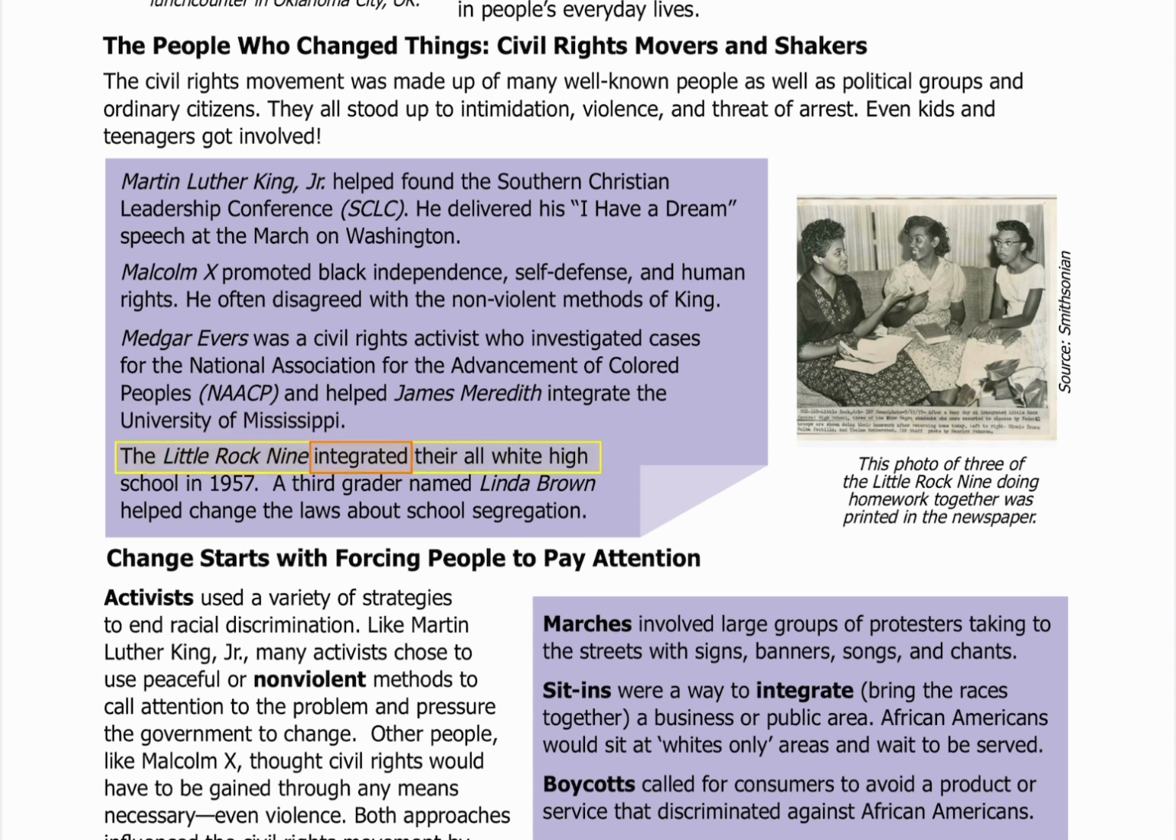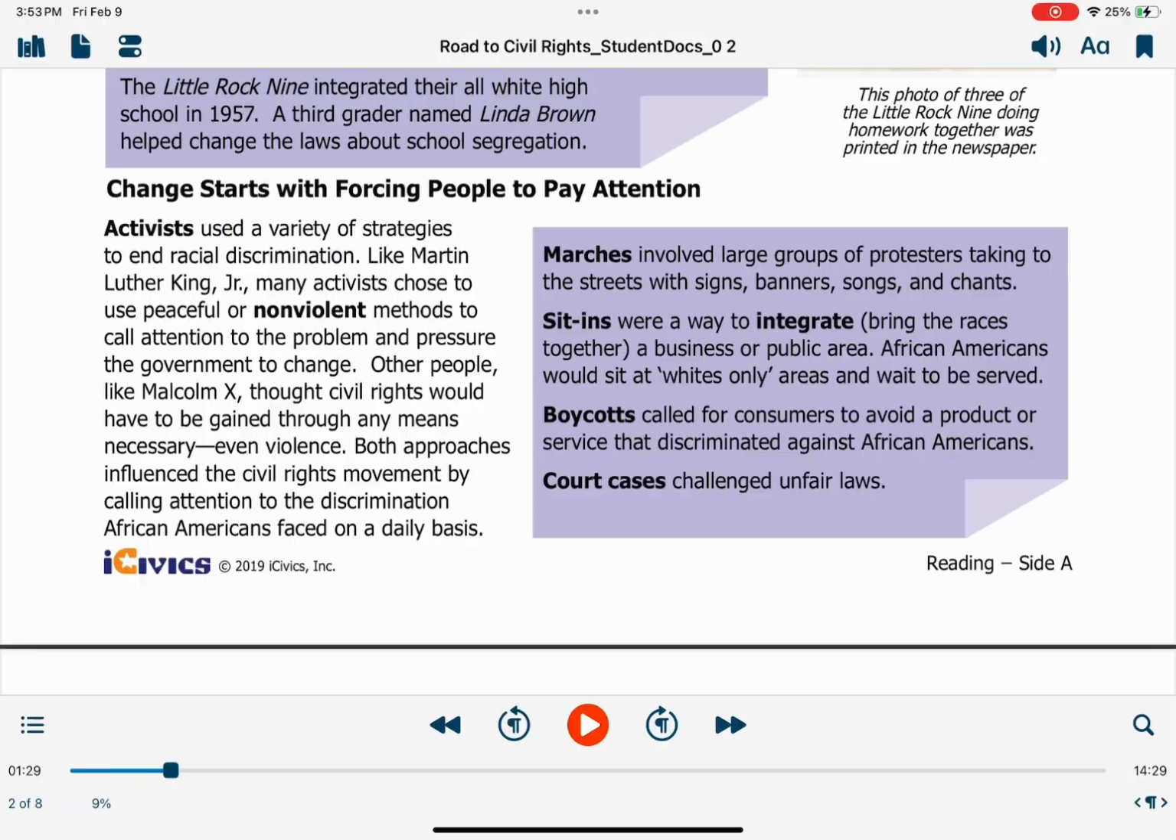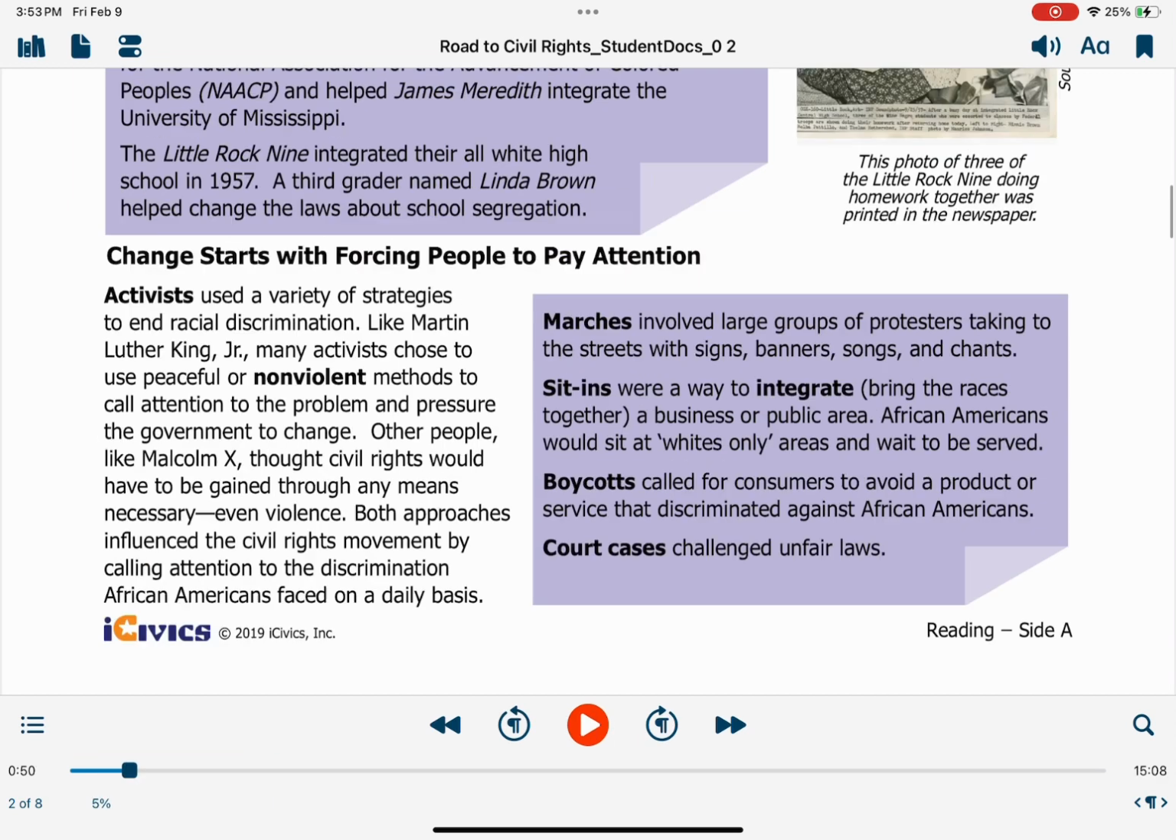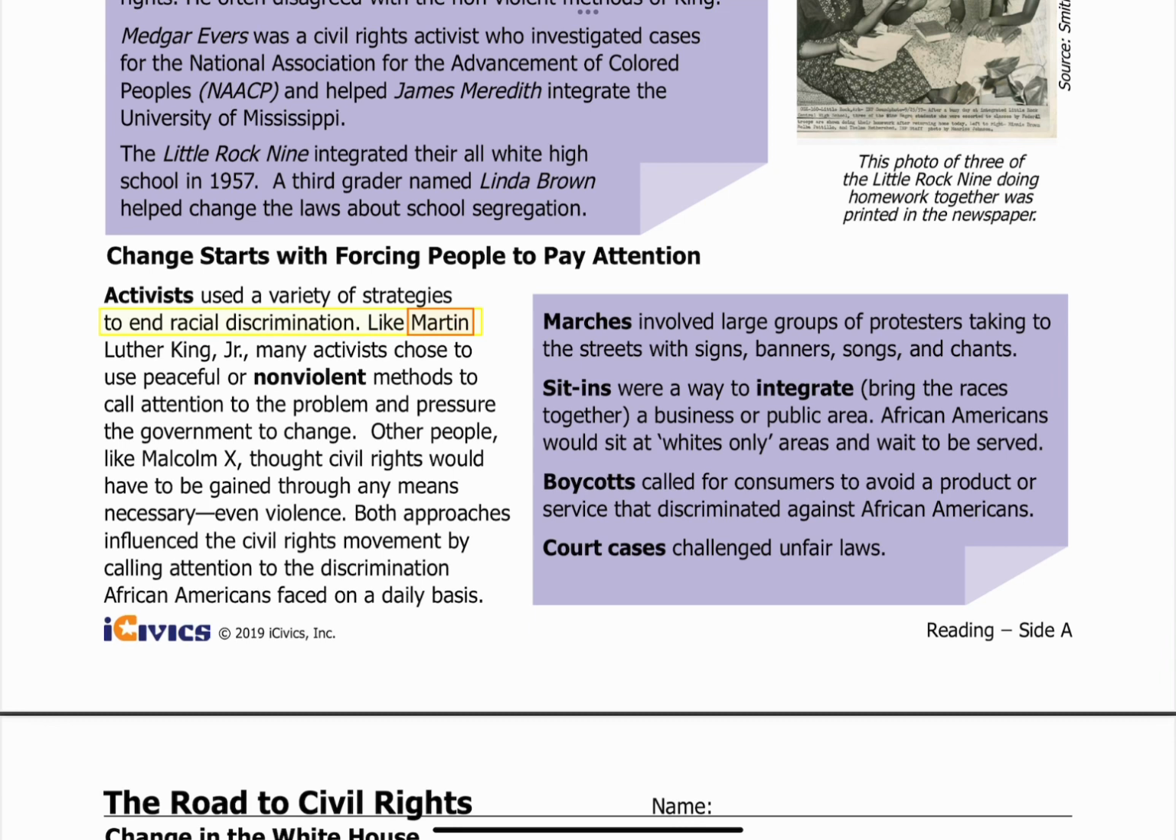The Little Rock Nine integrated their all-white high school in 1957. A third grader named Linda Brown helped change the laws about school segregation. Change starts with forcing people to pay attention. Activists used a variety of strategies to end racial discrimination. Like Martin Luther King, Jr., many activists chose to use peaceful or non-violent methods to call attention to the problem and pressure the government to change. Other people, like Malcolm X, thought civil rights would have to be gained through any means necessary, even violence. Both approaches influenced the civil rights movement by calling attention to the discrimination African Americans faced on a daily basis.